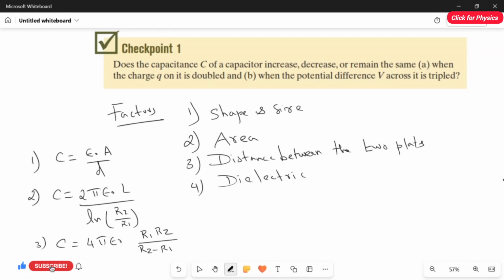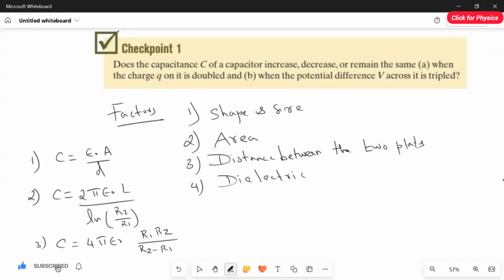Now you can see these three formulas are used for calculating the capacitance of the parallel plate capacitor, cylindrical capacitor, and spherical capacitor. And if you look at these formulas, there is no information about the charge or the potential. So that again clearly proves that the charge and the potential difference will not affect the capacitance of the capacitor. Only these four factors affect the capacitance of the capacitor.